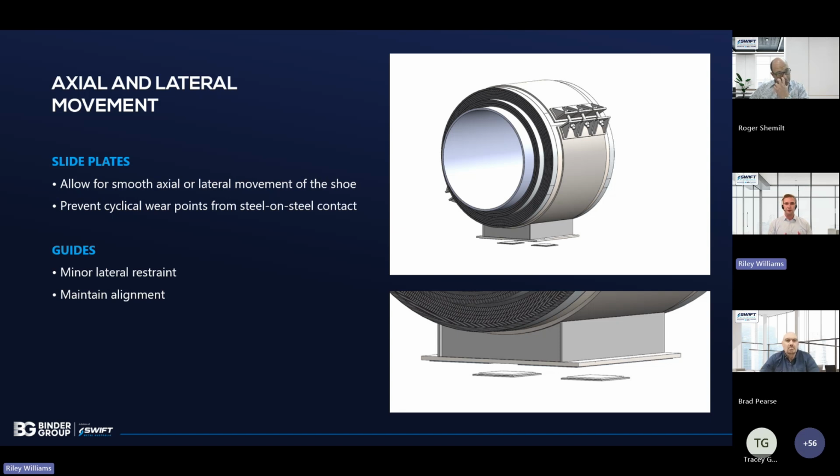A slide plate keeps friction low and helps to extend the working life of the shoe and reduce excessive stress on adjacent components of the pipe system. Guides are designed to constrain movement in one direction, providing minor lateral restraint without locking out the pipe axially or laterally altogether.